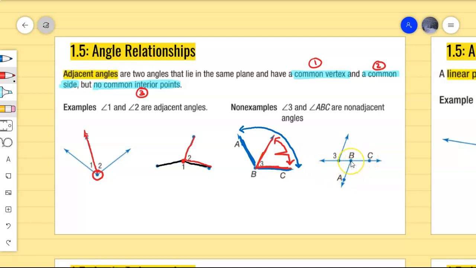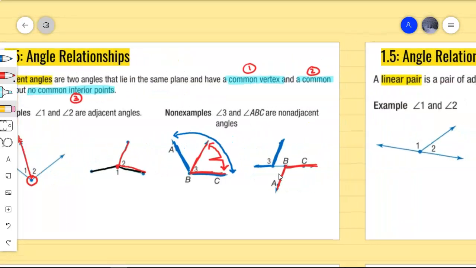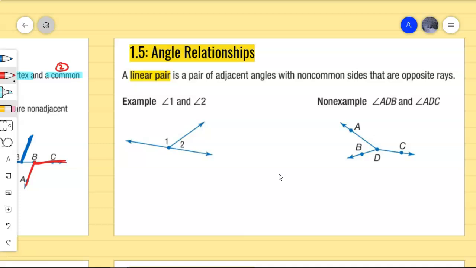Let's take a look at another example. Angle 3 is right over here, and angle ABC is right down here. What's the problem now? Neither do they share a common vertex, nor do they have a common side. The only thing that's happening is they have no common interior points. But again, that doesn't matter, because if any one of these fails, these are not considered to be adjacent angles. So that's the first definition.